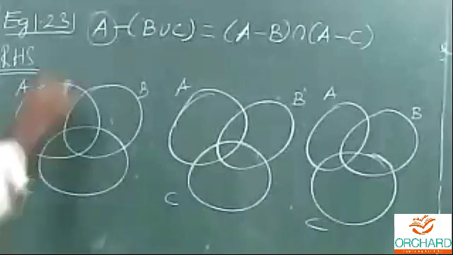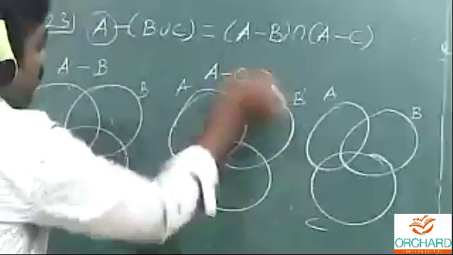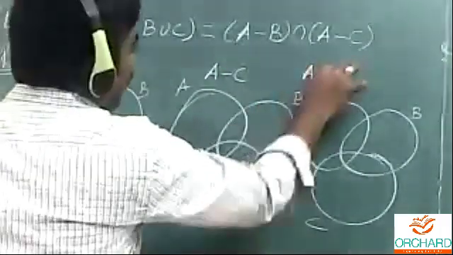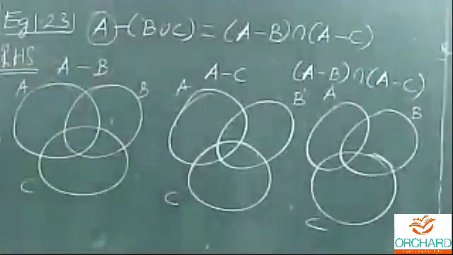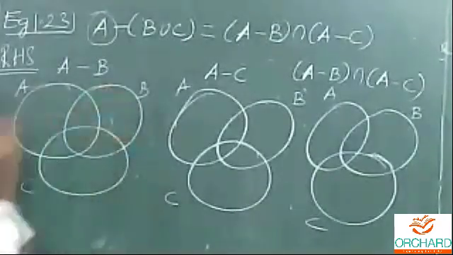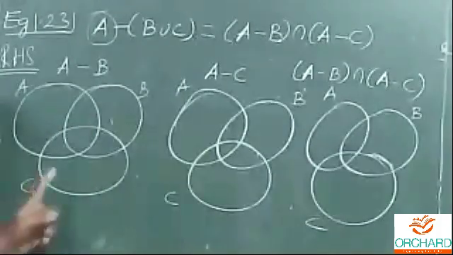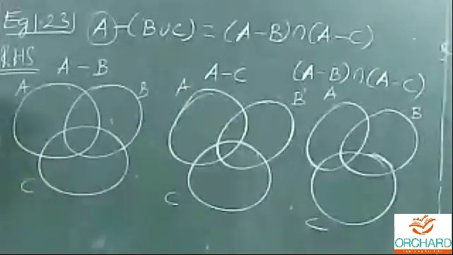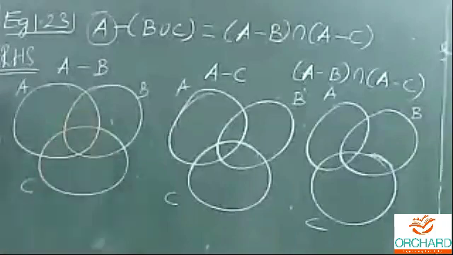For your right hand side, first A difference B, next A difference C, next A difference B intersection A difference C. What does A difference B mean? To remove set B from A. Don't bother about set C, just skip the set. Here we concentrate only on A and B, the first two circles. Here we remove the elements of set B from A.